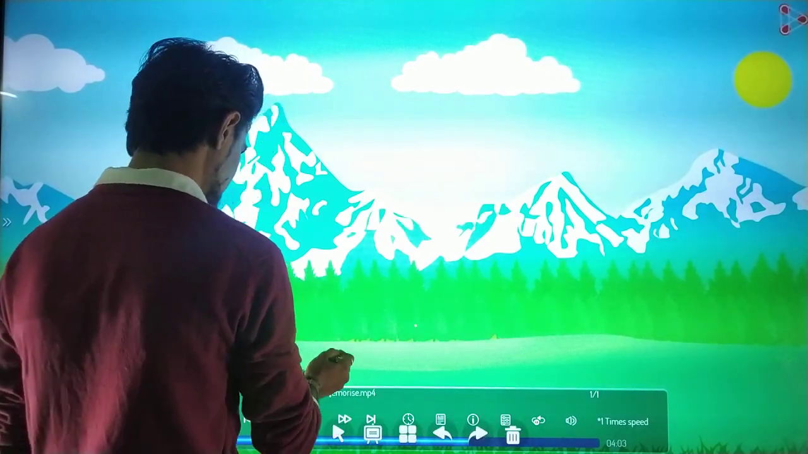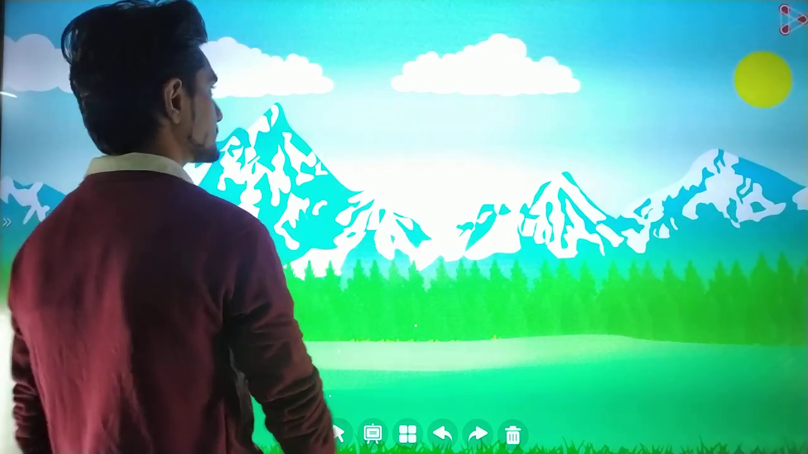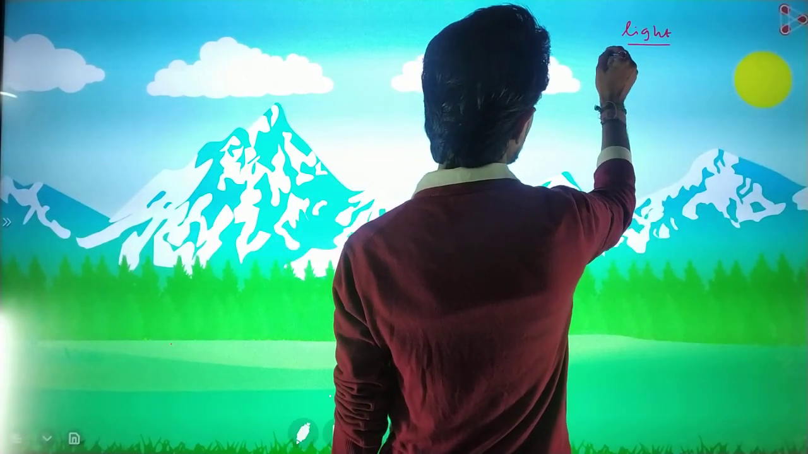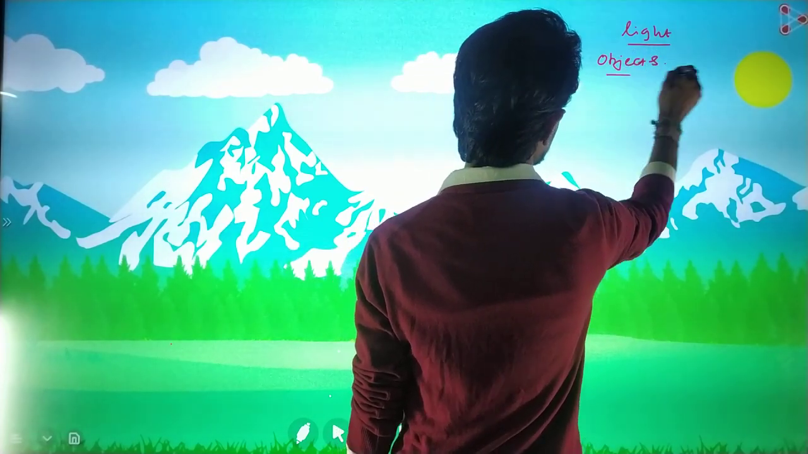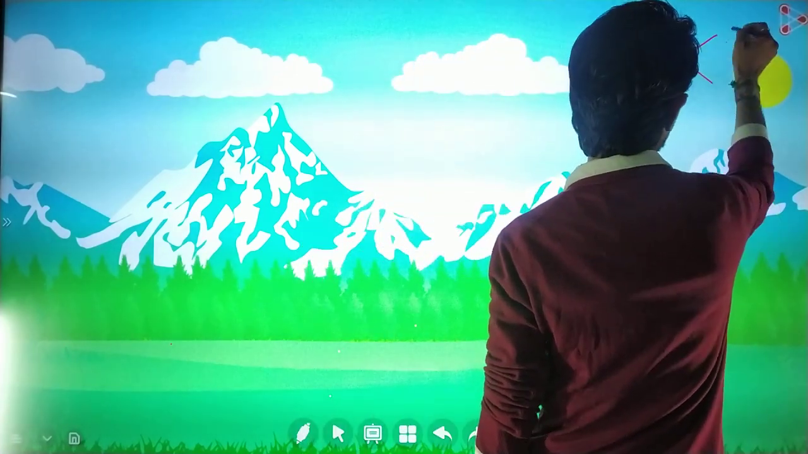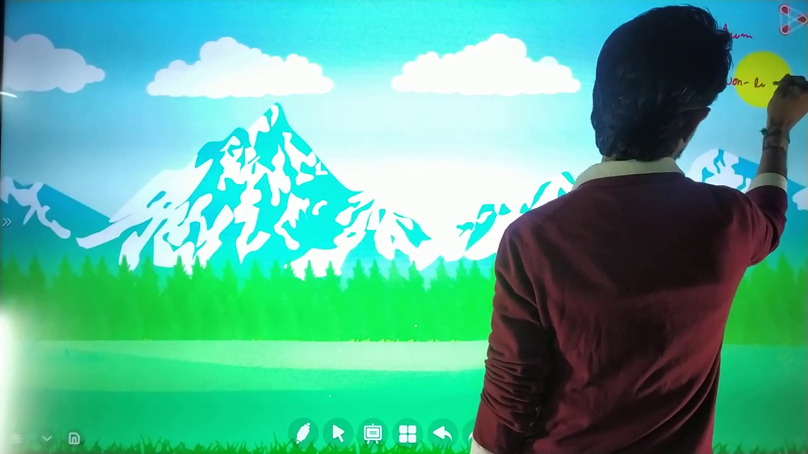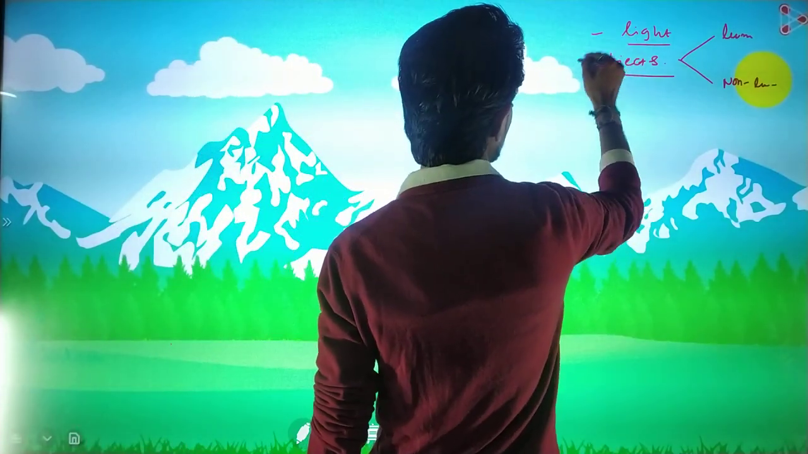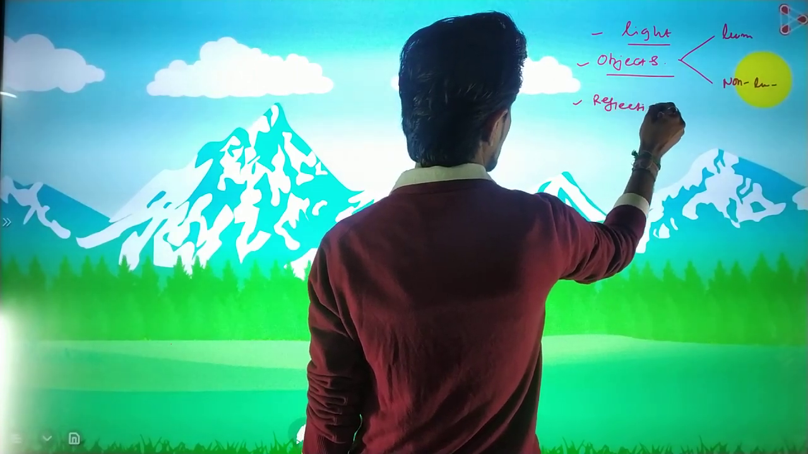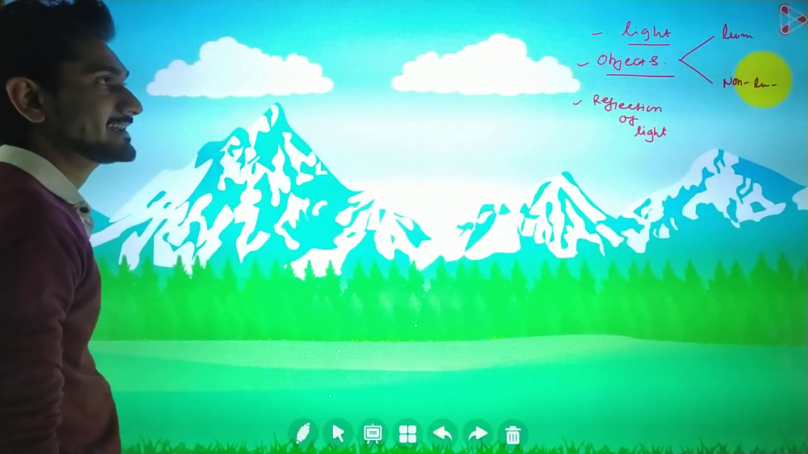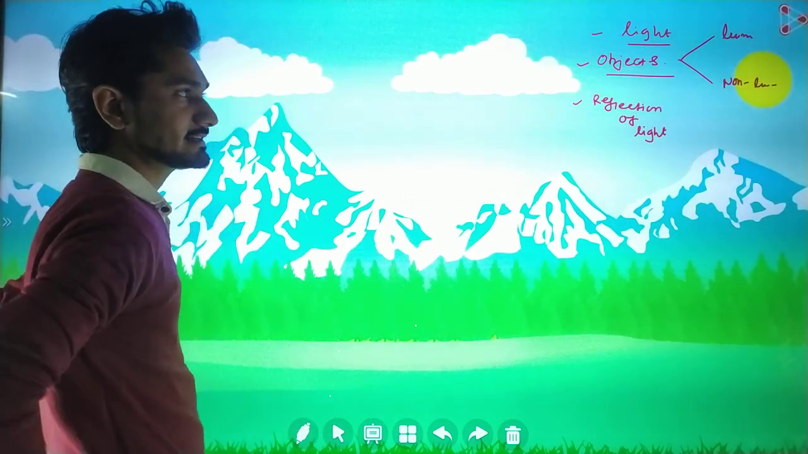Okay, so what we have learned so far in this chapter: the first thing is a basic idea of light. Then we have learned about the objects, in which we have seen two types of object, luminous and non-luminous. Then we have learned about the reflection of light. So I am giving you homework regarding that. In today's lecture we are just going to see that, nothing extra.